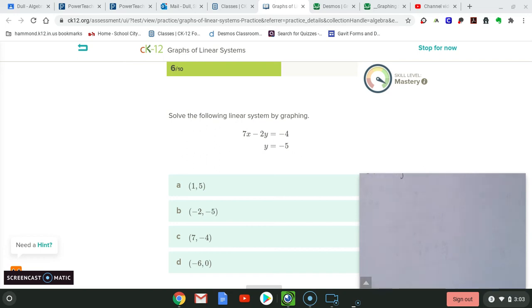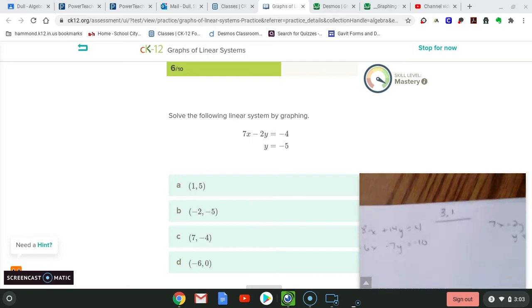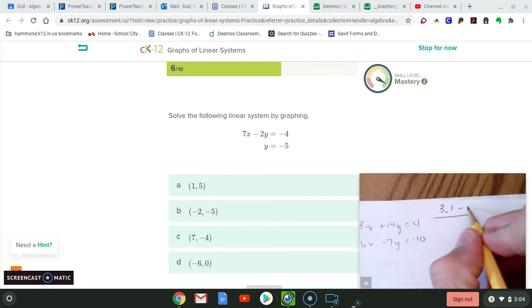Hi, Algebra 2. Just wanted to take a look back on a couple of things that we had looked at today in section 3.1, which was graphs of linear systems.